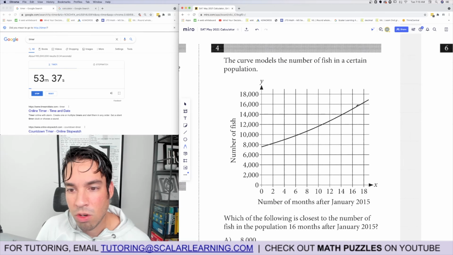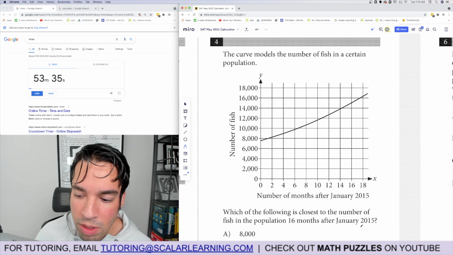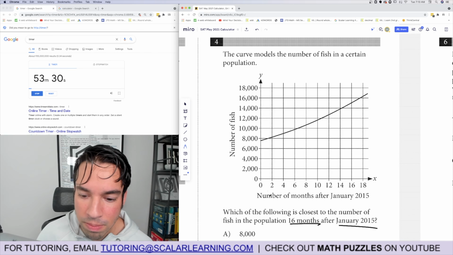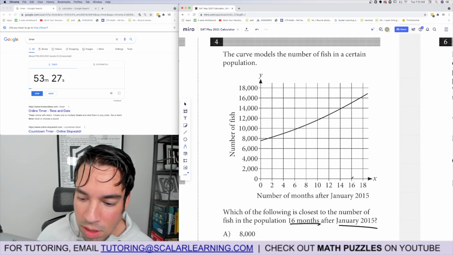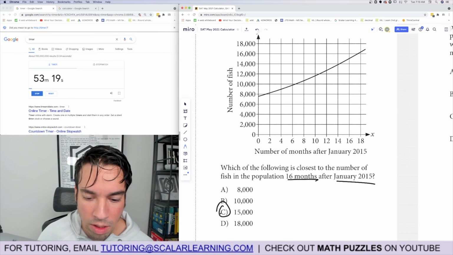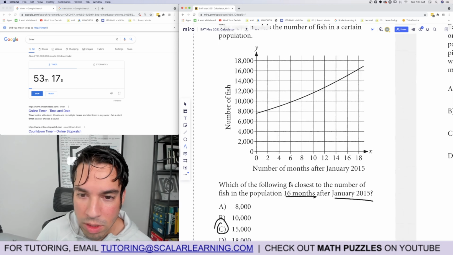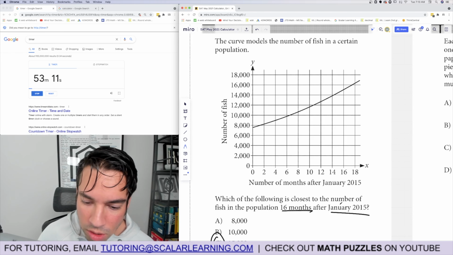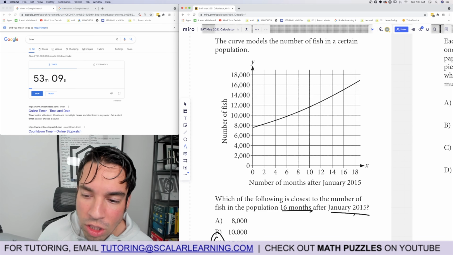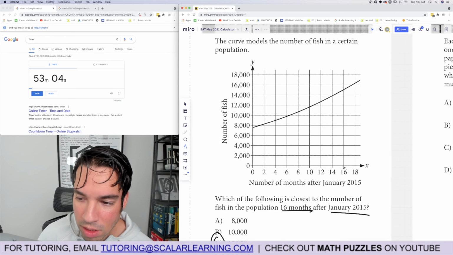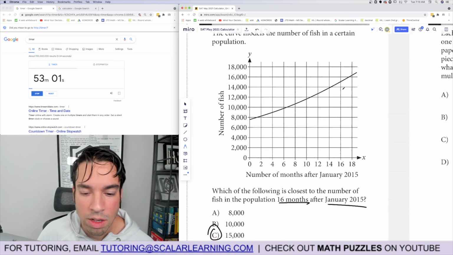Number 4, the curve models the number of fish in a certain population. Which of the following is close to the number of fish in the population 16 months after January 2015? Okay, so this is 16 months after, so 15,000. These questions are weirdly too straightforward for my liking. This axis is the number of months after January, and there's 16 months right in there. Okay, I guess it's good.